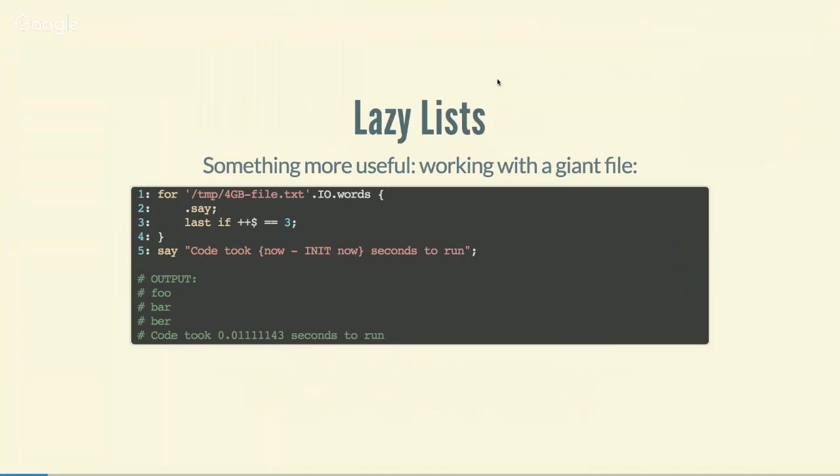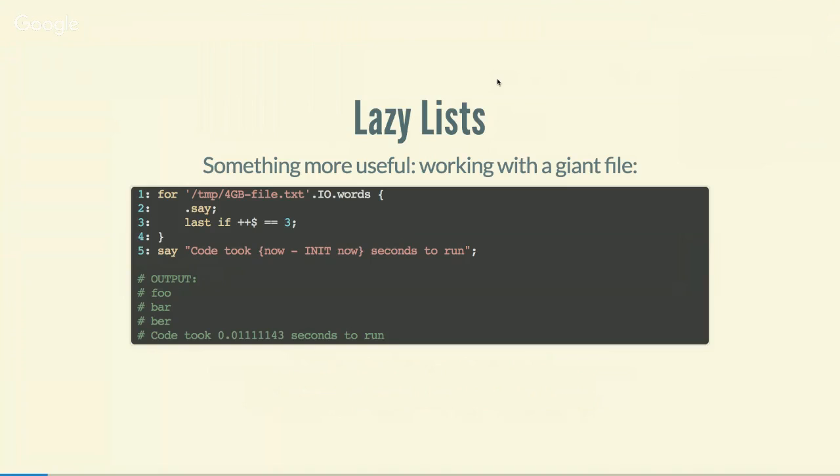I use the IO method to get the file handle. And then I call the words method that gives me a lazy list of words. And then I just use a for loop to iterate over them. On line number 2, I just print the word that I found. And on line number 3, I'm just using a counter to print only the first 3 words. If you look at that counter variable, you will notice it doesn't have a name. That's actually an anonymous variable that you can use as a counter in a loop.